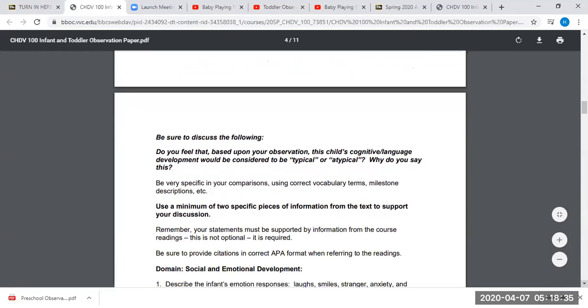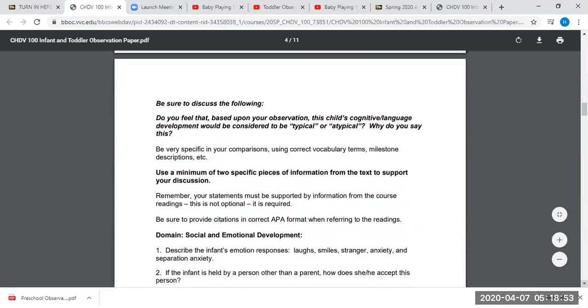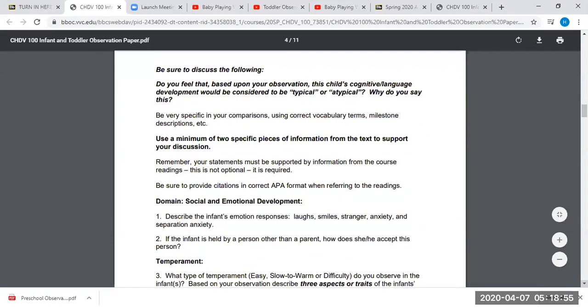You're also going to be addressing, do you feel this child is typical or atypical? Remember, if you're going to make a claim, you have to support your claim with the textbook or PowerPoint and cite in APA. You need to use vocabulary terms and milestone descriptions, just as in the previous one. So at least 2 citations, if not more.